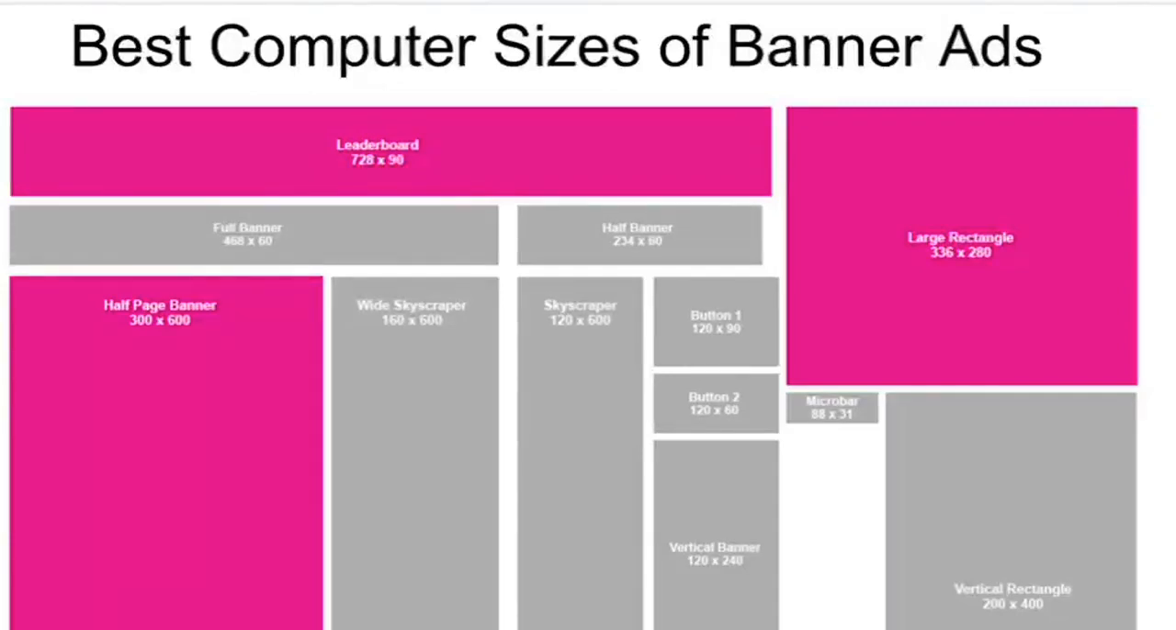We're going to create a banner ad today. If we check our research about what the most successful sizes for a banner ad for a computer are, it's the three hot pink ones. We're going to do the large rectangle, which is 336 pixels by 280 pixels. And let me show you an example of where we're going with this.